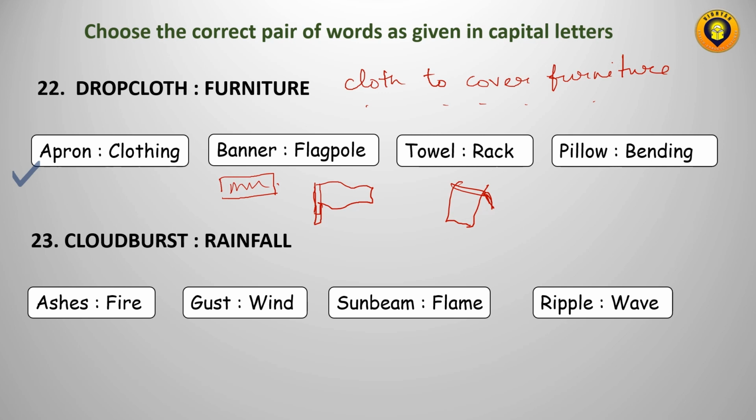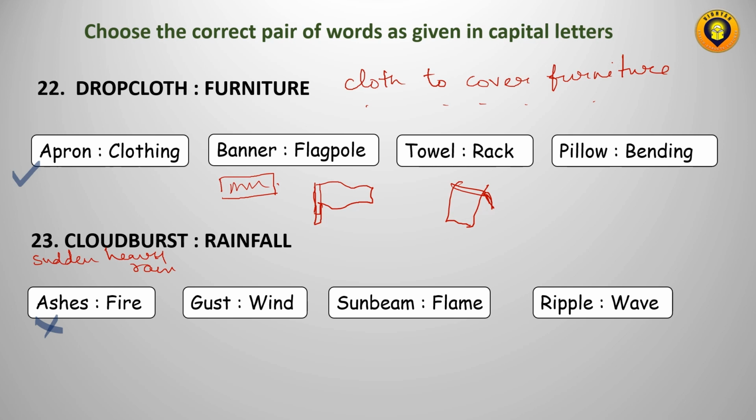Next is cloudburst and rainfall. Now, what do you mean by cloudburst? Cloudburst means sudden heavy rain with hailstorm, with thunderstorm, very sudden and very strong rainfall. Okay. We have got four options: ashes, fire. This is not going to work because ashes actually, after a flame has been put out, is a kind of residue. Okay, so it is not going to work.